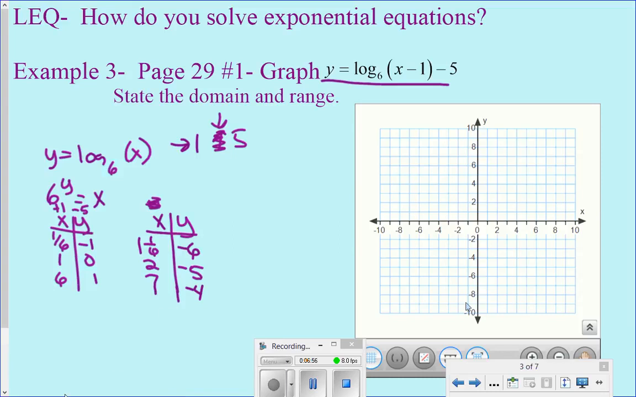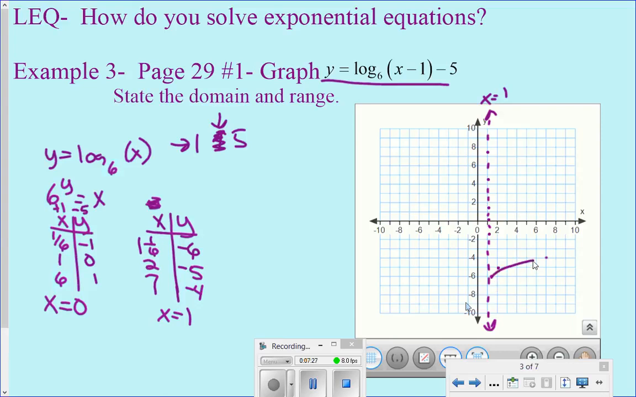We know that the vertical asymptote was x equals 0, but it's been shifted 1 to the right, so that takes me to x equals 1. So go ahead and plot x equals 1 as your vertical asymptote. And go ahead and plot the points. So 1 and 1/6, negative 6. 2, negative 5. And 7, negative 4.